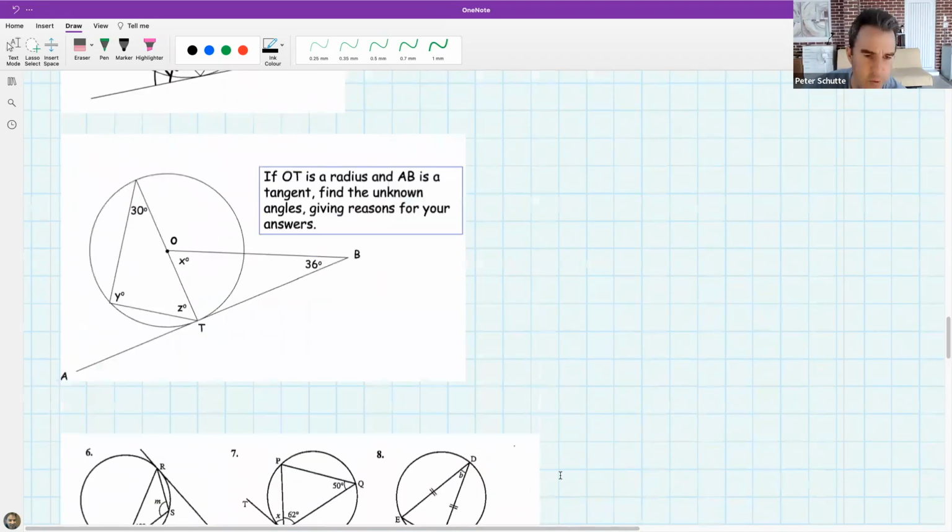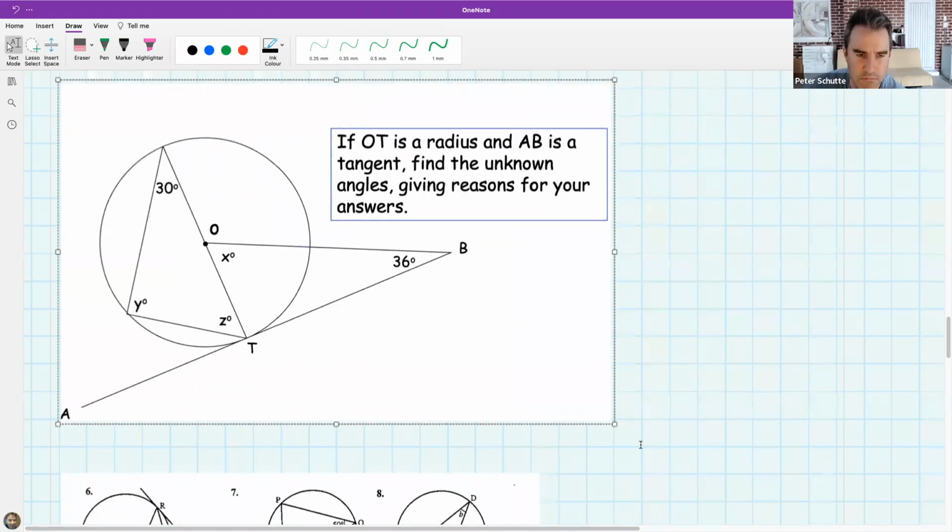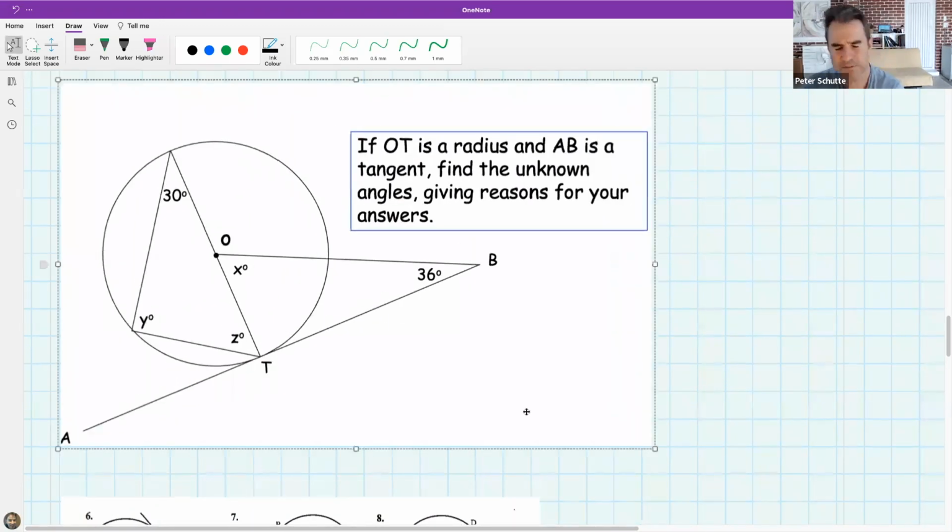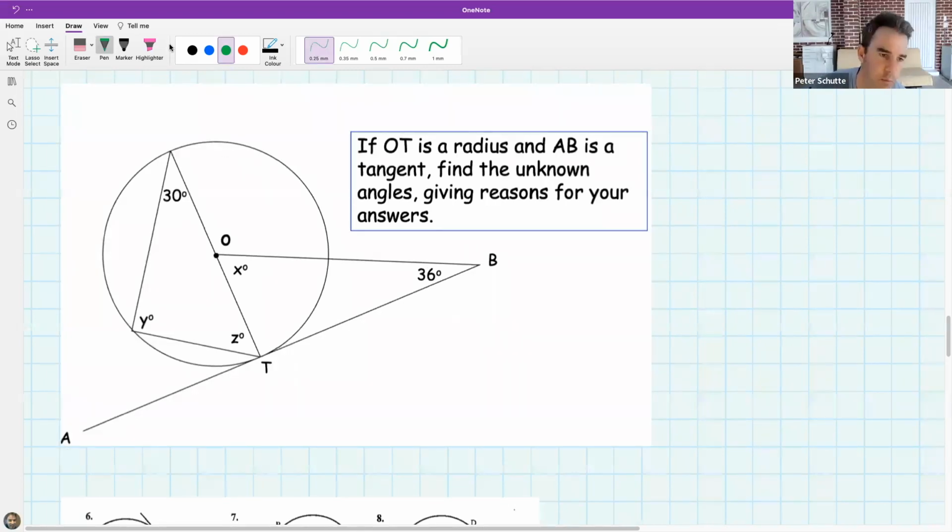Have I done this question with you yet? I'm forgetting if I did it in the previous lesson or not. Okay, so then let's do it. I want you to find for me X, Y, and Z.